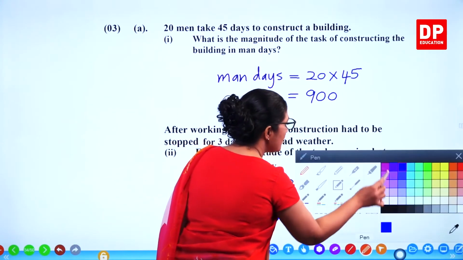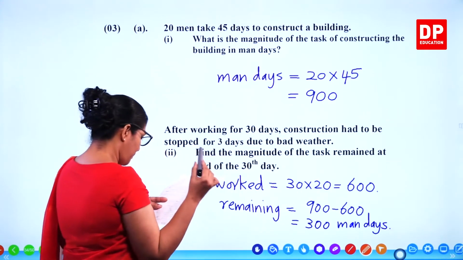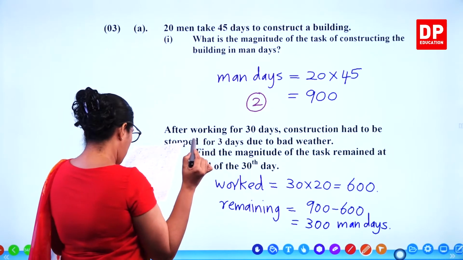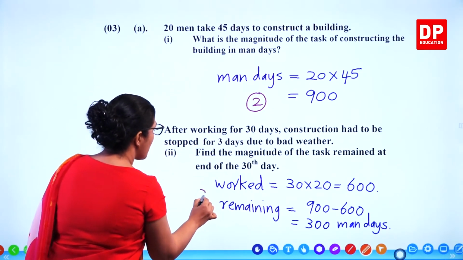So how many marks for these two? You are getting 2 marks here and 3 marks for this part.